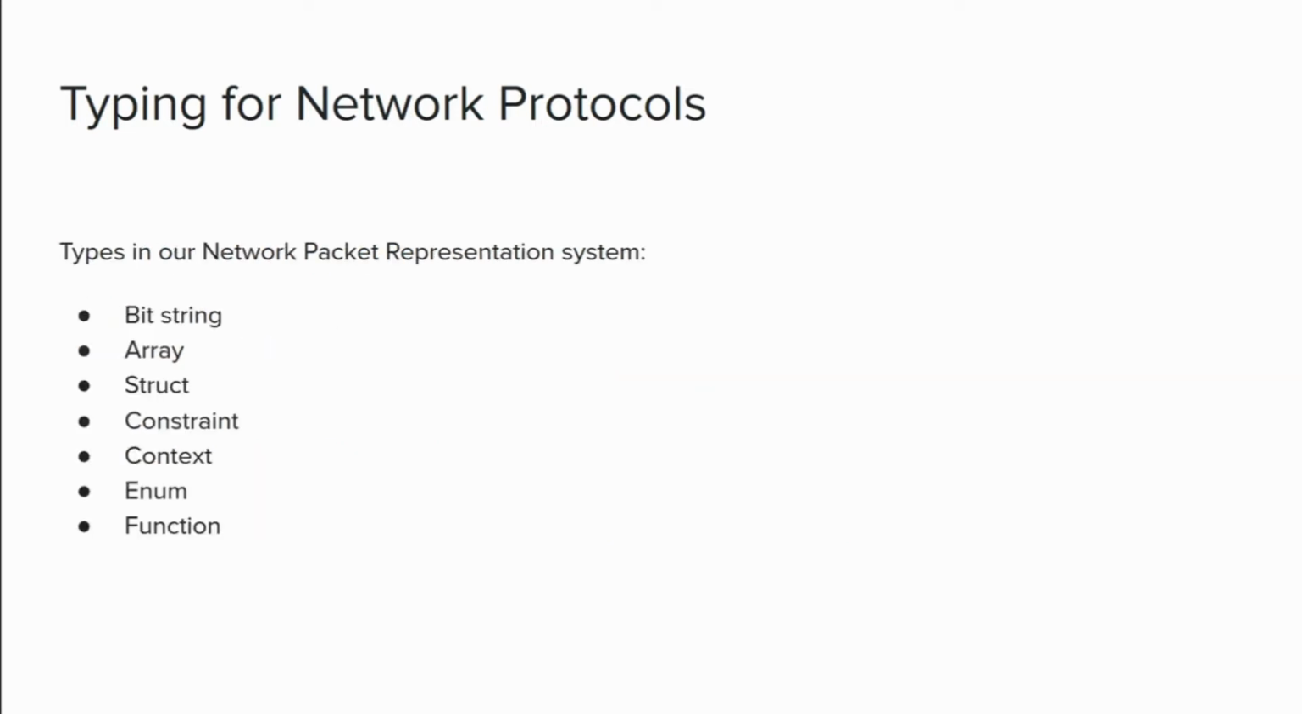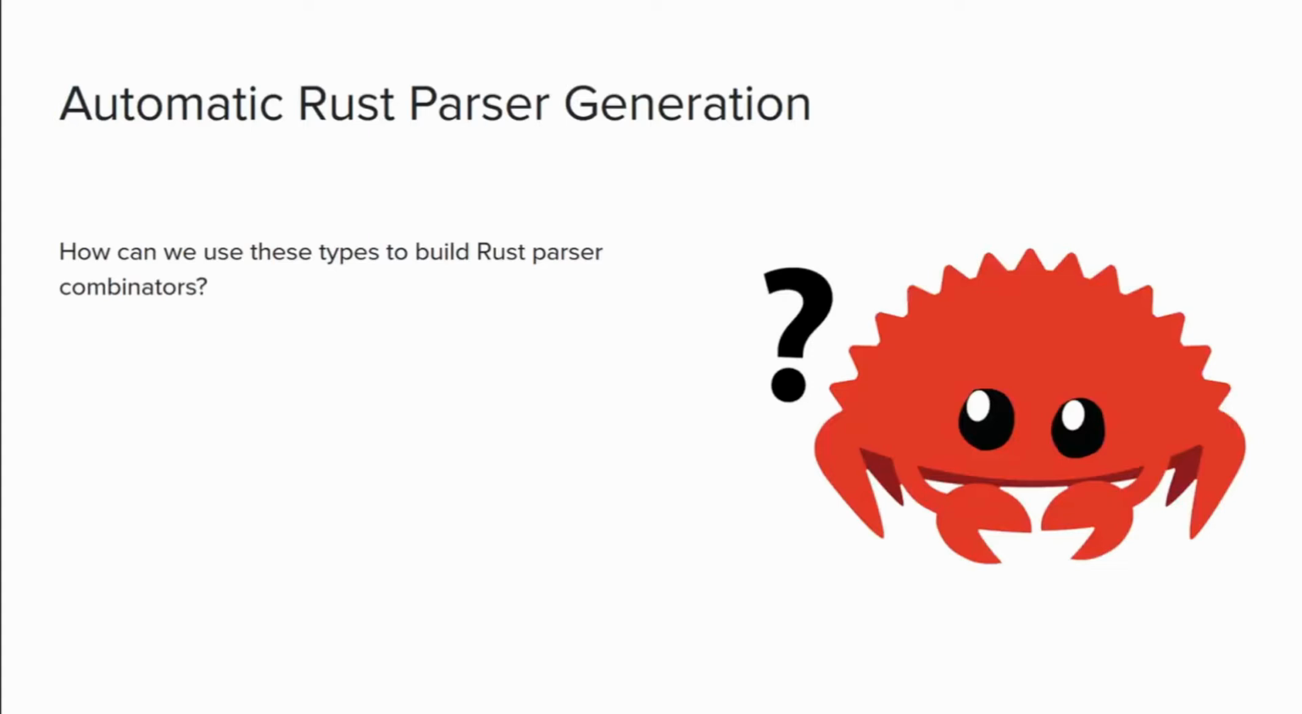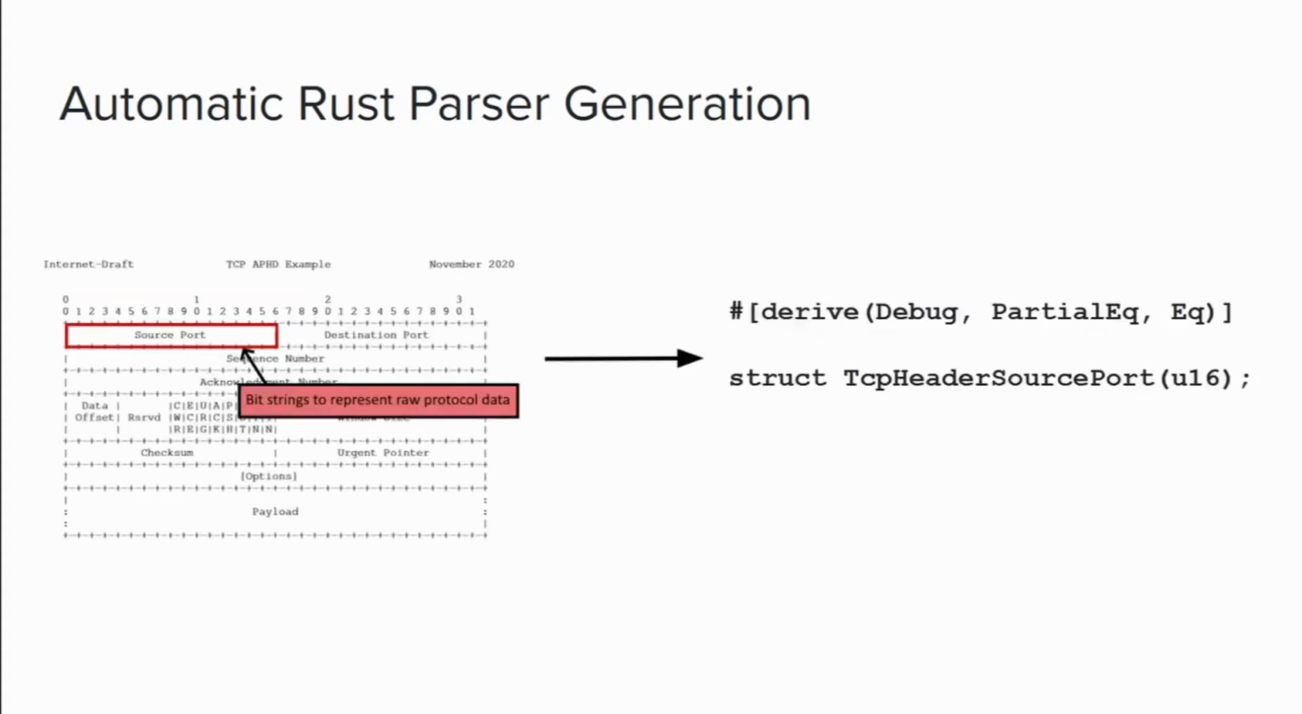So we've got 7 types in total in our network packet representation system. Bit strings, arrays, structs, constraints, contexts, enums, and functions. So now we get to the fun stuff. Automatic Rust parser generation. So we've got our basic building blocks sorted out. Now how exactly can we use them to build more complex parser combinators in Rust? So let's use that bit string example that we went over in the previous section when we were explaining our custom types.